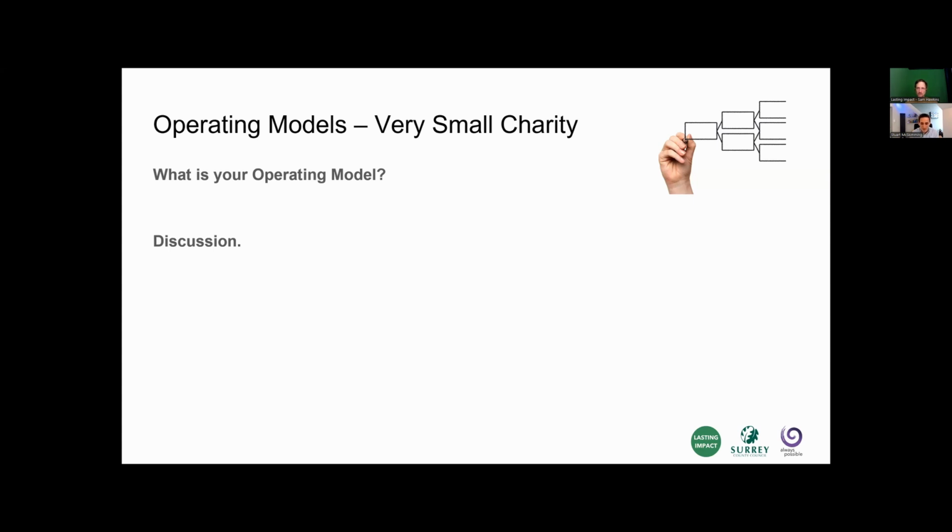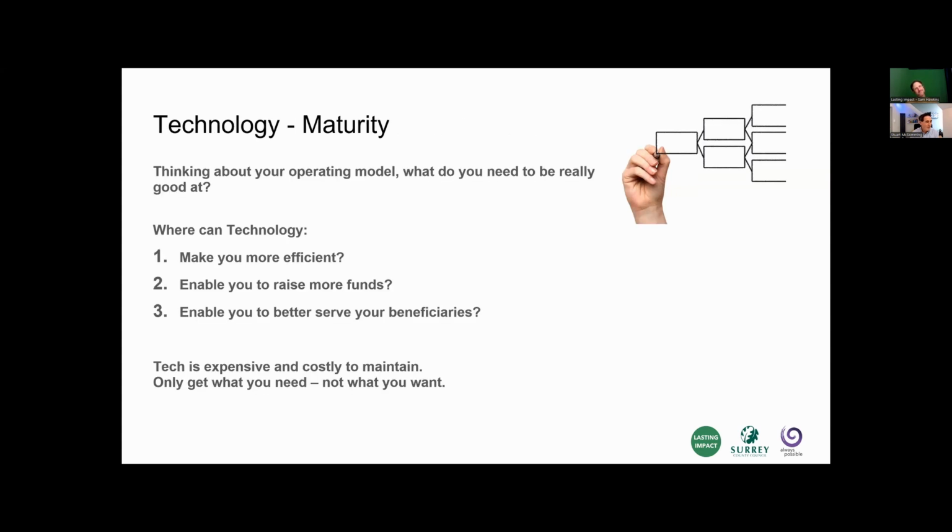So, moving on. This is just talking briefly about what I said about being efficient, about enabling you to raise more funds, and being effective. The reason I have said that now probably three times is because there is no getting around this. Technology is expensive.